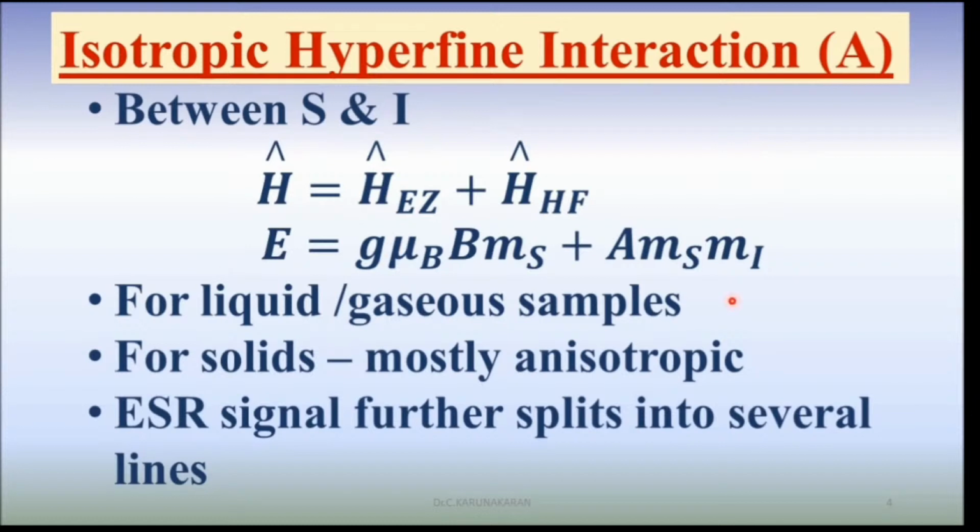Anisotropic effects are averaged out, as we see in magic angle spinning. For solids, there will be anisotropy. The hyperfine coupling is anisotropic. At different angles, the measurement will give different values because of the anisotropic factor. The ESR signal further splits into several lines because of this hyperfine splitting, as in spin-spin coupling.